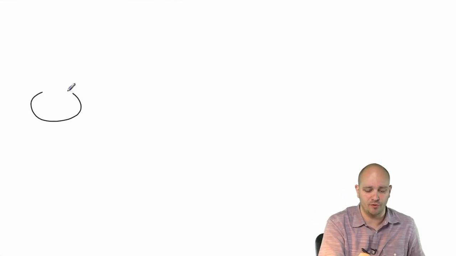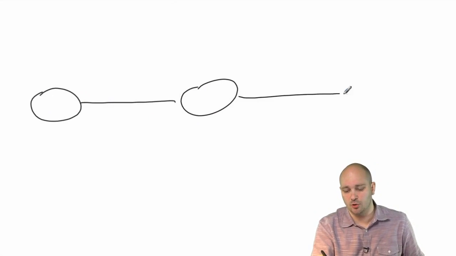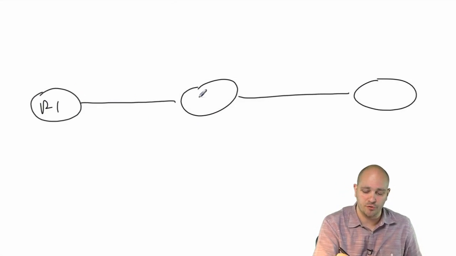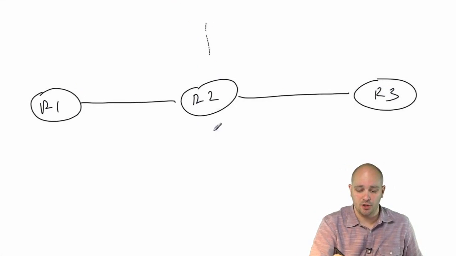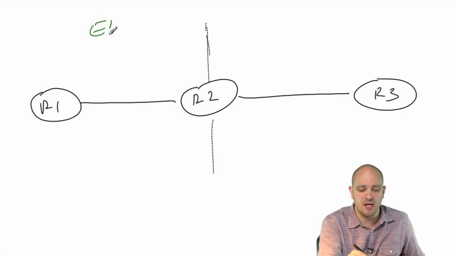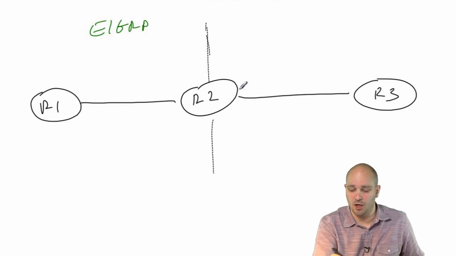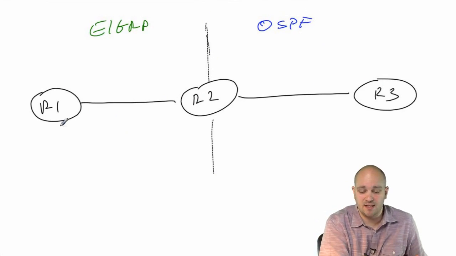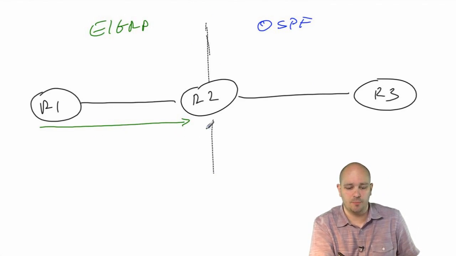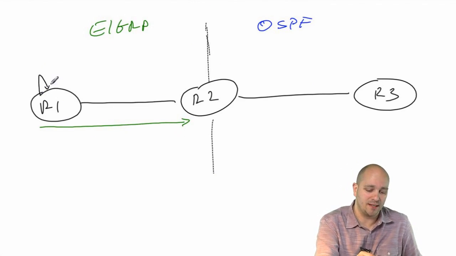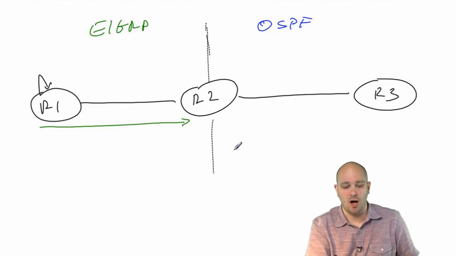So if we take a look on the whiteboard and use an example of, for example, 3 routers, let's call them R1, R2, and R3 here, and let's say that R1 and R2 are running, say, EIGRP, and that R2 and R3 are running OSPF. That means that R1 is injecting some routes in the EIGRP routing table. Let's say that there was a loopback here that was advertised to R2.